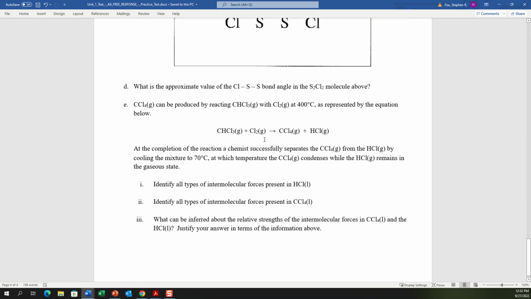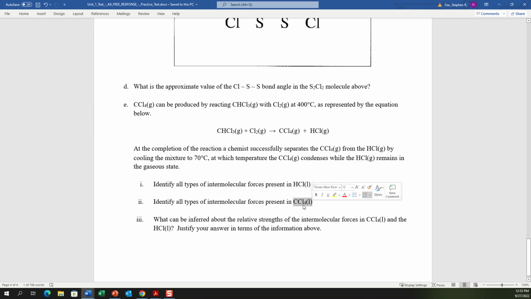All right, so this one gives us this reaction, and then you've got all this stuff. Now, this is going to be an important thing that we look at, but first it just says identify the intermolecular forces in HCl, identify the intermolecular forces in CCl4. Remember, everything has London dispersion, okay? So HCl is polar, but it doesn't have a hydrogen bond, so you would say dipole-dipole interactions and London dispersion.